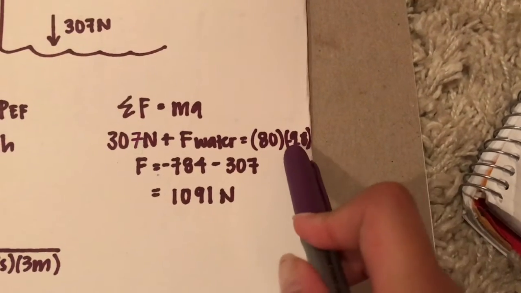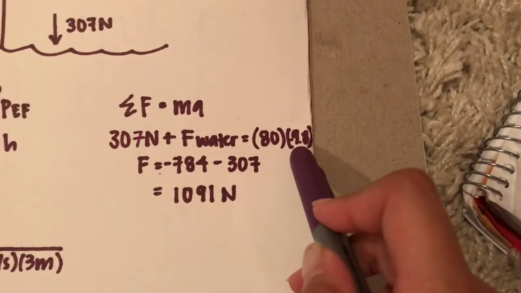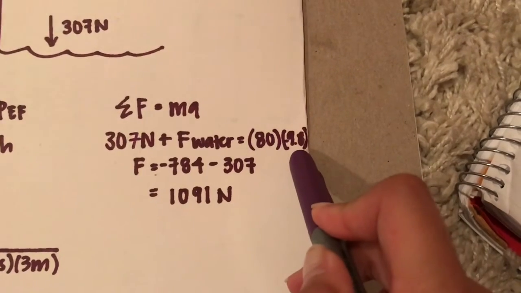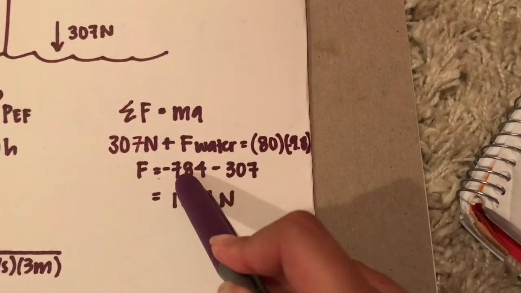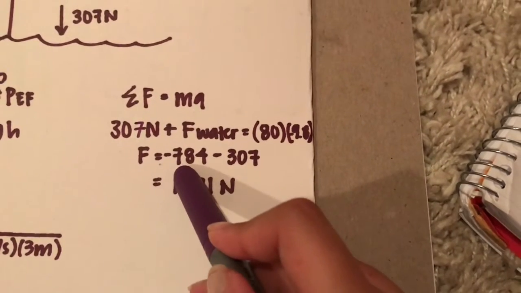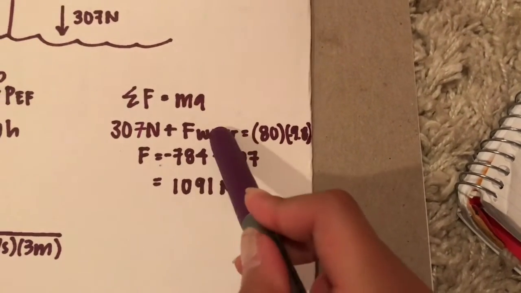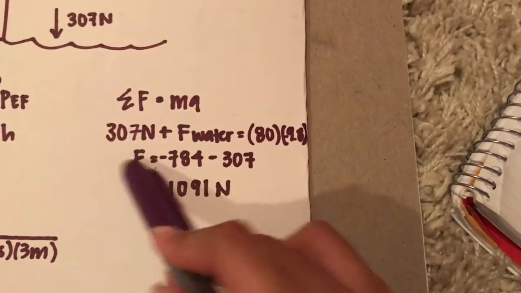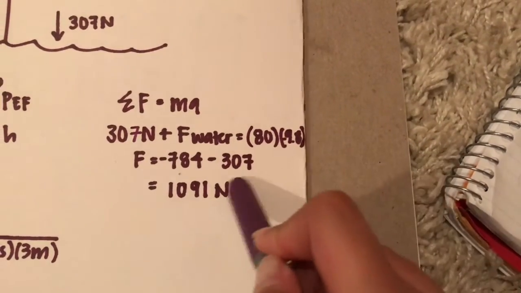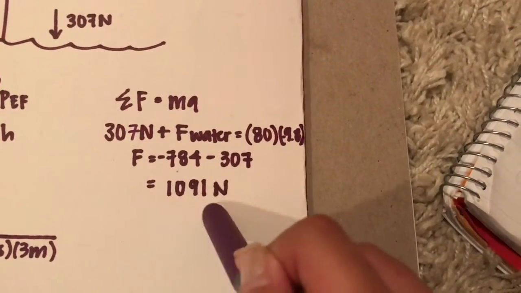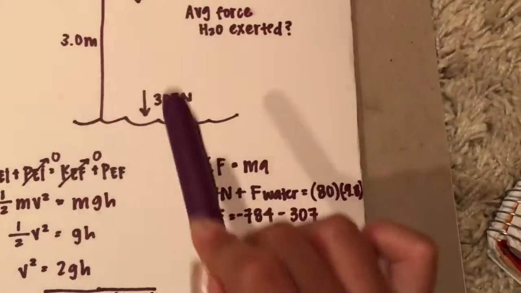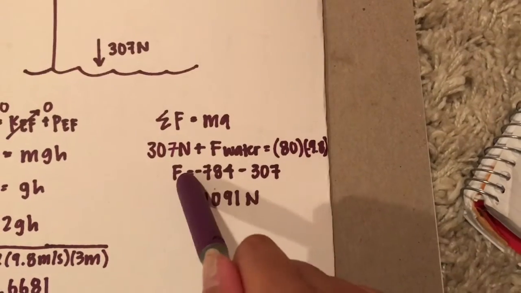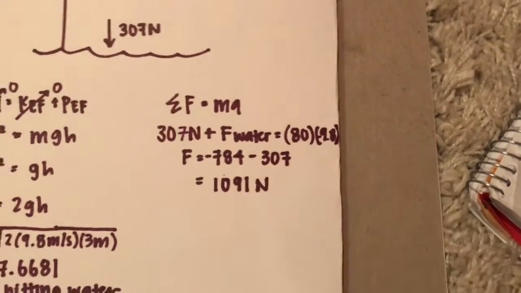So right here we have a negative 9.8 meters per second squared as our acceleration, and by multiplying this together we get a negative number, so we get negative 784. To find the force of the water, we subtract 307 from this side, and we should have 1,091 newtons exerted on the man by the water as the force of the water, and that is our final answer.